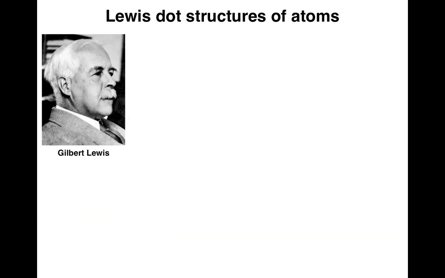Gilbert Lewis, a famous American chemist who served as a professor and dean of the College of Chemistry at UC Berkeley for many years, proposed a convention for representing electrons in the valence shell of a chemical element, referred to as valence electrons. In this convention, known as Lewis dot structures, valence electrons are shown by dots.